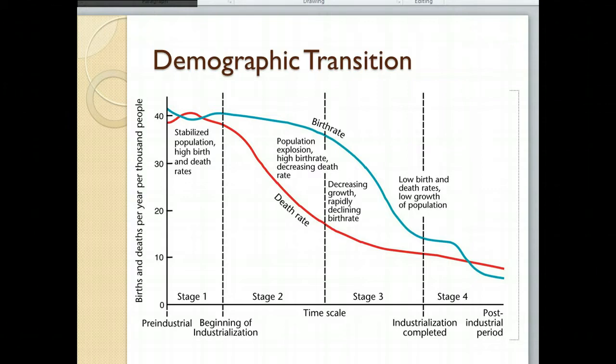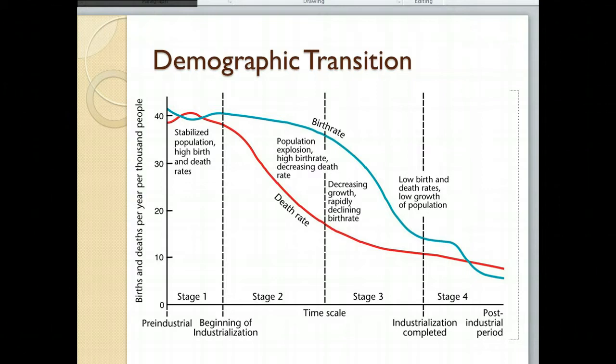And then stage 4 development is post-industrial. You begin to see the birth rate less than the death rate. So countries in stage 4 tend to not be at replacement. And this has its own set of issues.